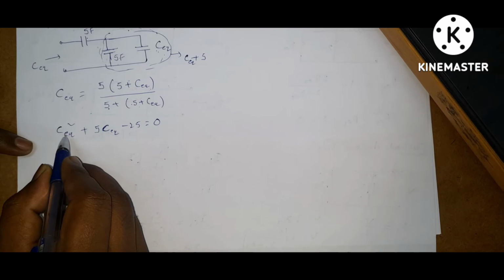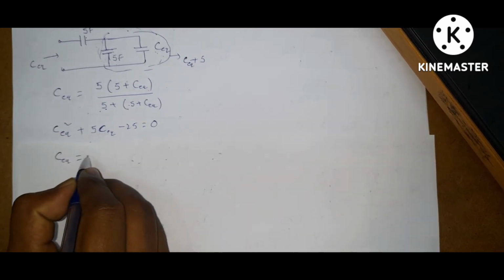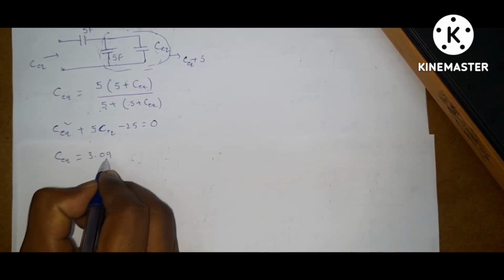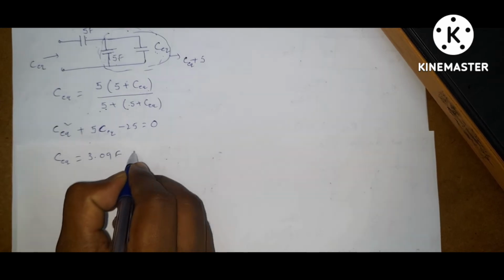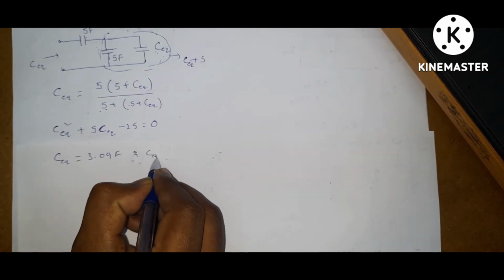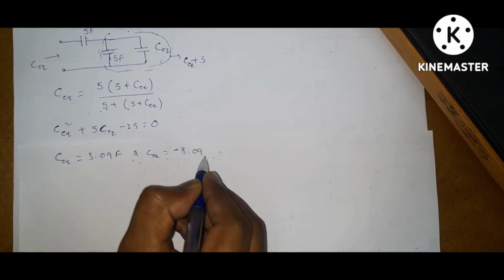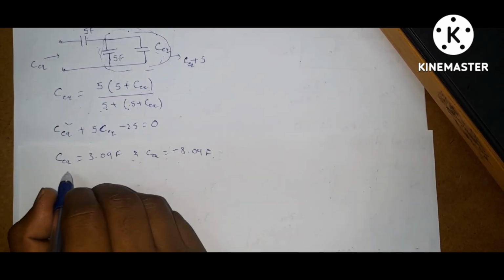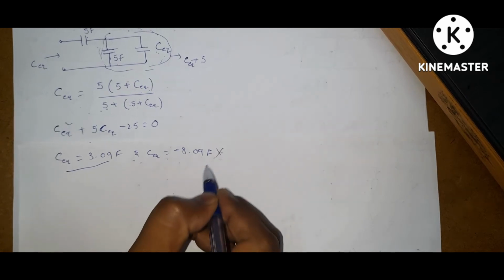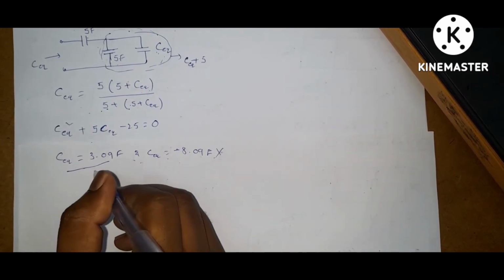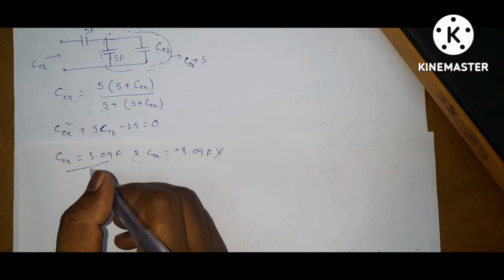If we solve this quadratic equation, you will get C equivalent equal to 3.09 farads and C equivalent equal to minus 8.09 farads. So we consider only the positive value and neglect the negative value. So this is the C equivalent value, that is 3.09 farads.